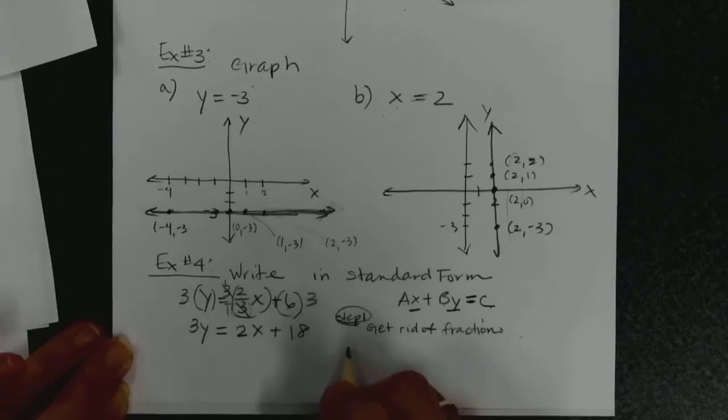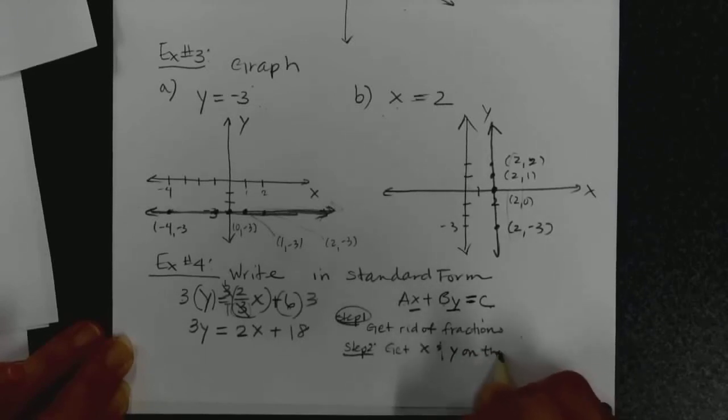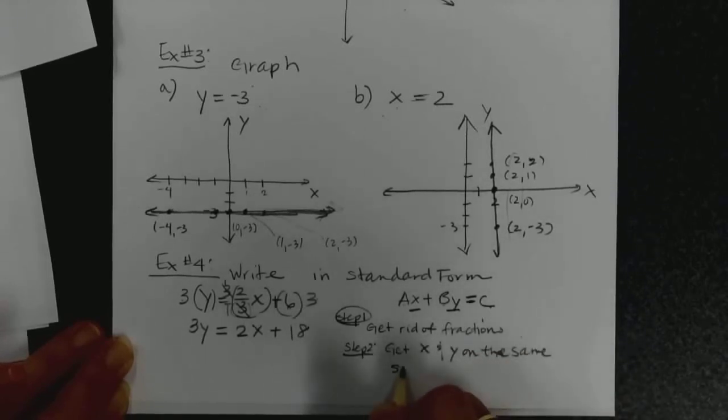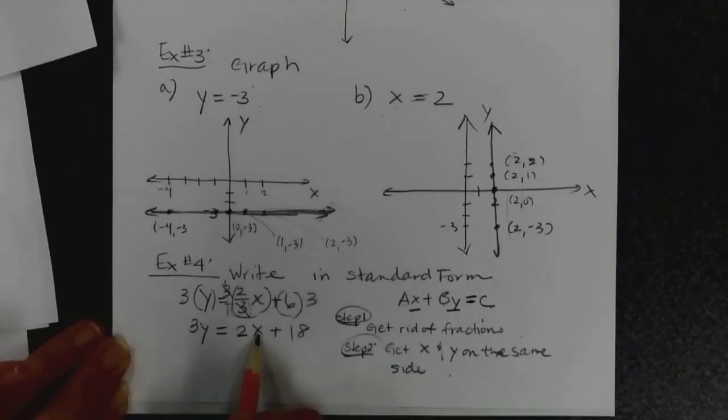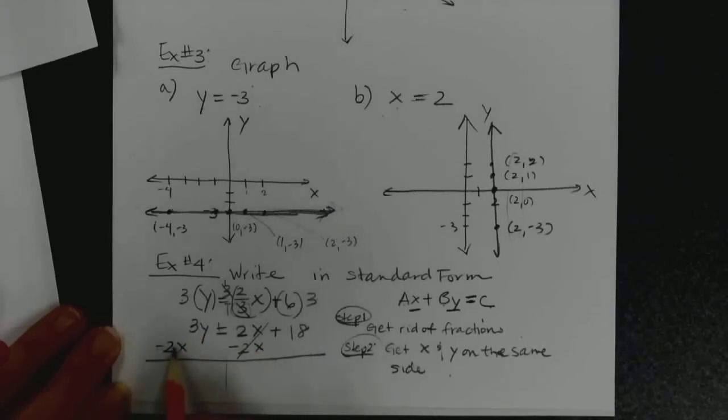And remember, next thing you got to do is get x and y on the same side. So I want to bring this 2x over to the y side. The way to bring it is to do the opposite. We're going to subtract 2x. And the reason why I put this not underneath the 3y but in front of it is because they're not like terms, so you can't combine them, but you put them next to each other. So this is negative 2x.